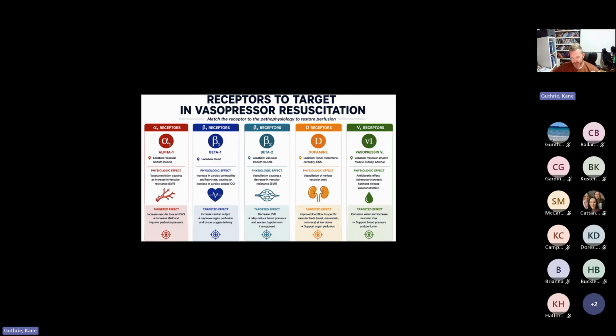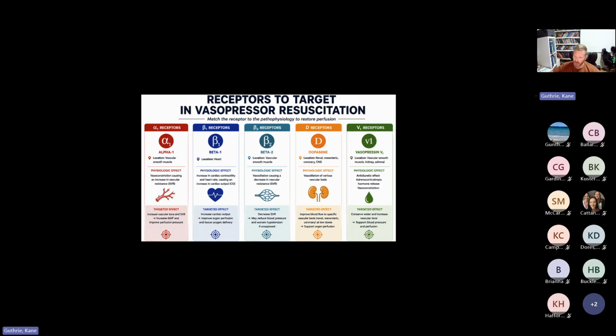There's a group of drugs called inodilators that actually help with the heart's ability to pump, but also relax it a little bit. We don't use these much in ED, so I'm not going to talk about them today. Dopamine receptors are in the renal, mesenteric, coronary, and CNS vessels, and stimulating these can work as a vasopressor type agent.